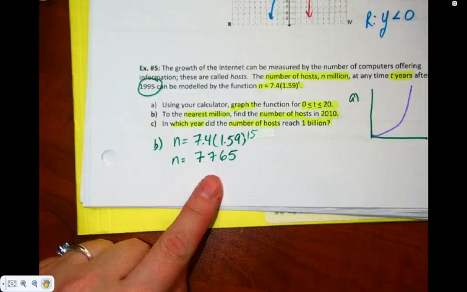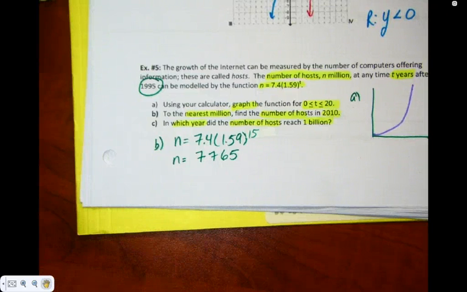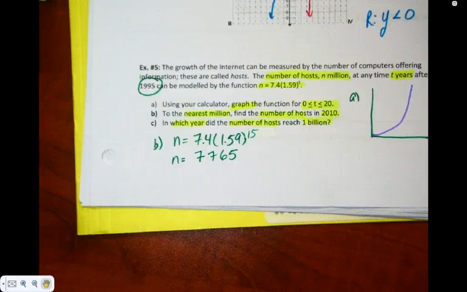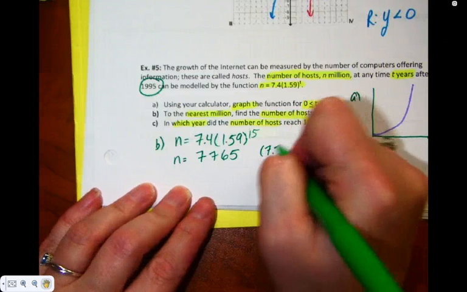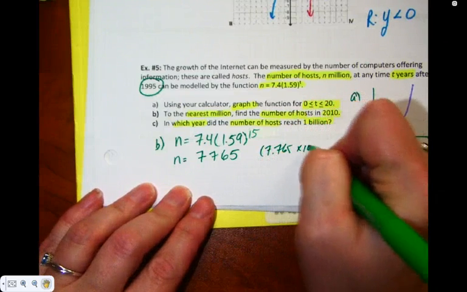So where is this coming from if you're probably getting 7.765 on your calculator? So you're probably getting 7.765. So where is this coming from? Because that was billion, so to go to million, you've got to times by 1,000. That's where it's coming from. So we took our 7.765 times by 1,000.